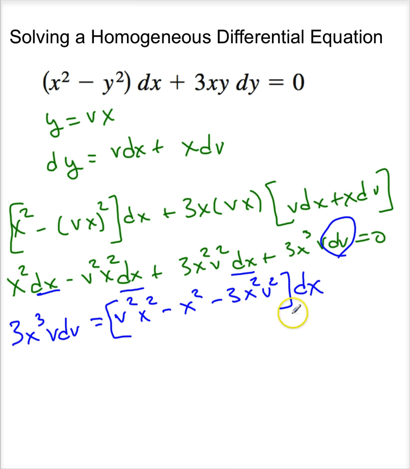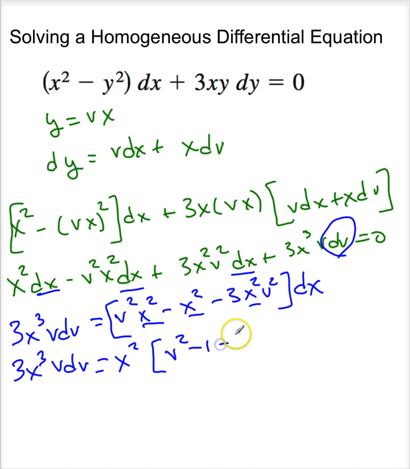Now I'm going to see if there's any way I can pull anything out of here, and the answer is, oh, look at that, yes. Okay, this is 3x cubed v dv. I'm going to pull an x squared out of each term. So I'm left with v squared minus 1 minus 3v squared dx.